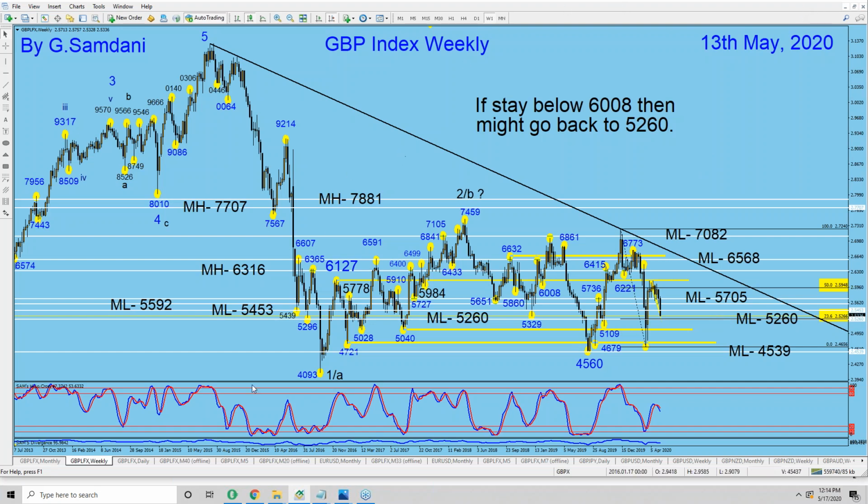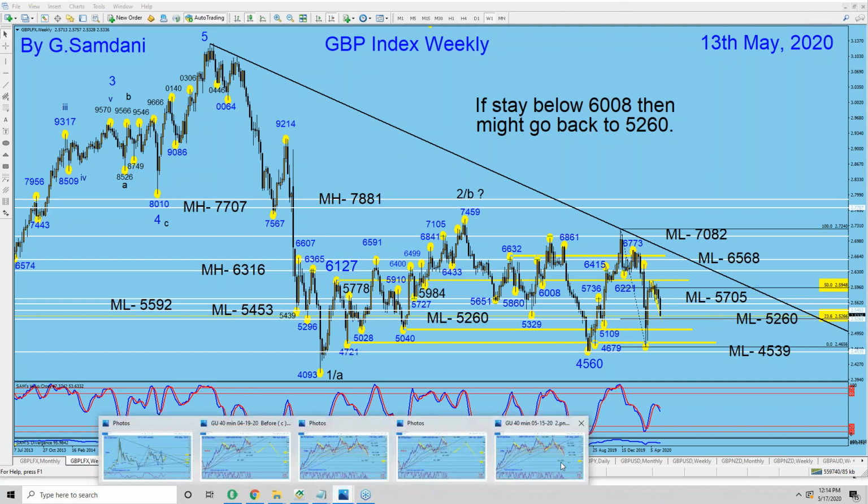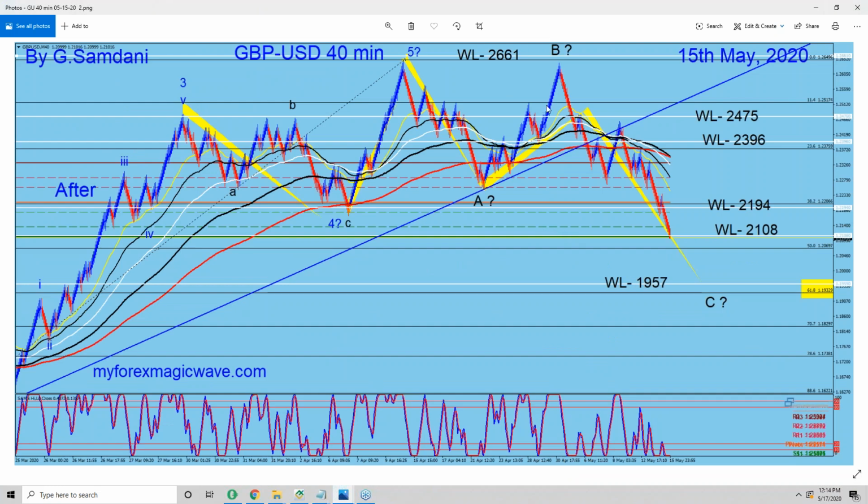So this is it for now. I just wanted to show you how nice and clean we are coming from March, then April, and then we are here in the middle of May. And we were here when I started. So wave 4, then wave 5, then wave A, B, and now coming back to C. And then once we get there, I'm going to start looking at what the next route would be.